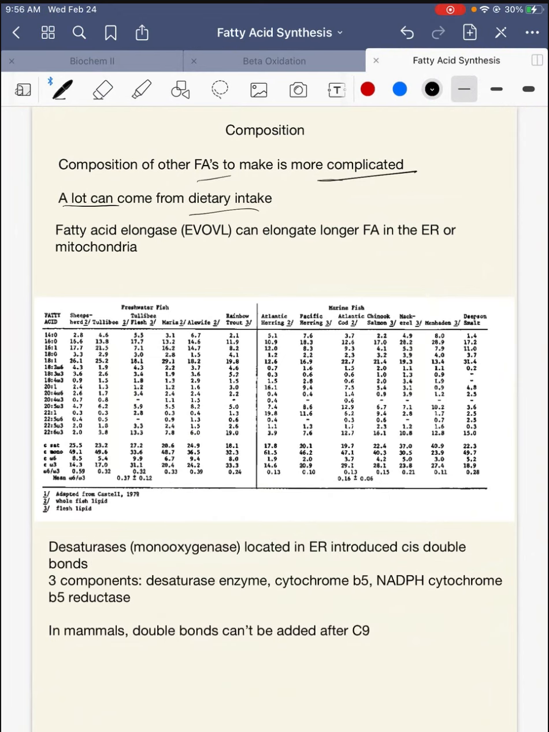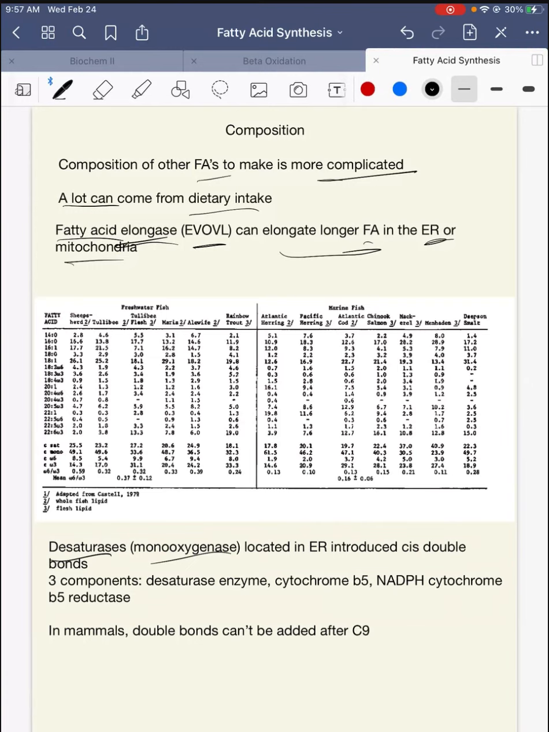So there's an enzyme called fatty acid elongase, or ELOVL. So this can actually elongate fatty acids. So instead of palmitoyl-CoA, we can make a longer one, like stearoyl-CoA or something like that. It can elongate fatty acids. This usually happens in the ER, or sometimes in the mitochondria as well. Desaturases. So they're monooxygenases.